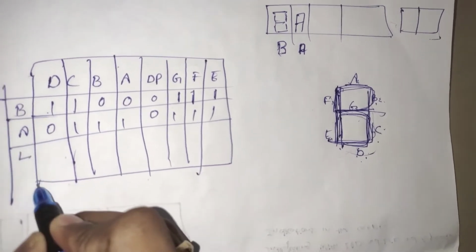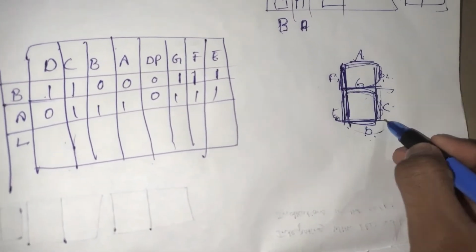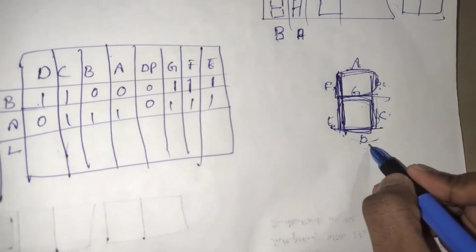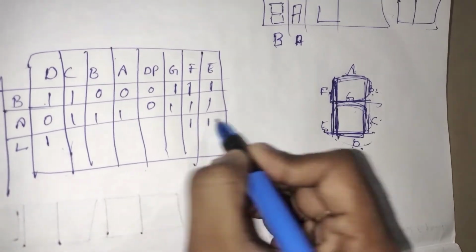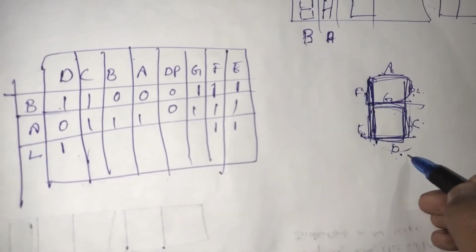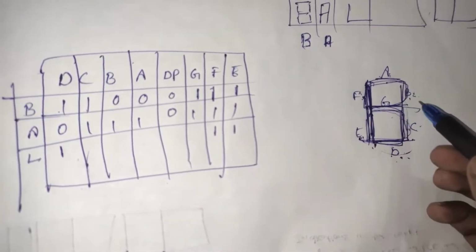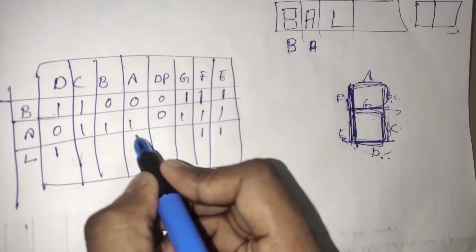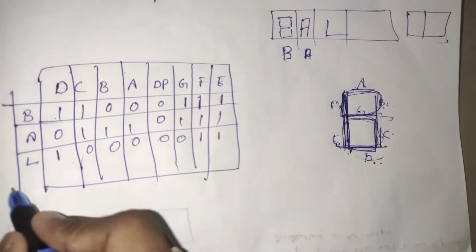Now take L. For L to glow, F, E, and D should be 1. These are 1, so the rest will be 0: A, B, G, C. And DP is also 0.